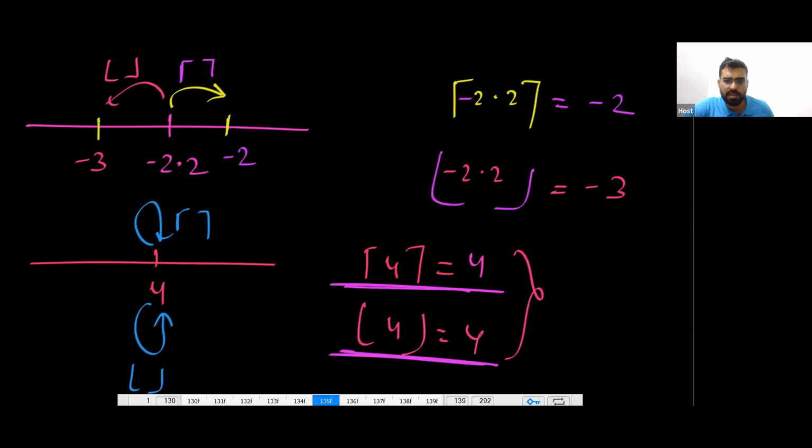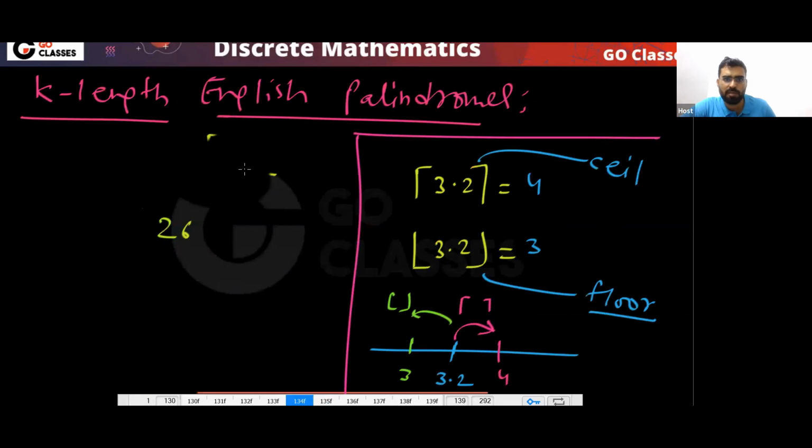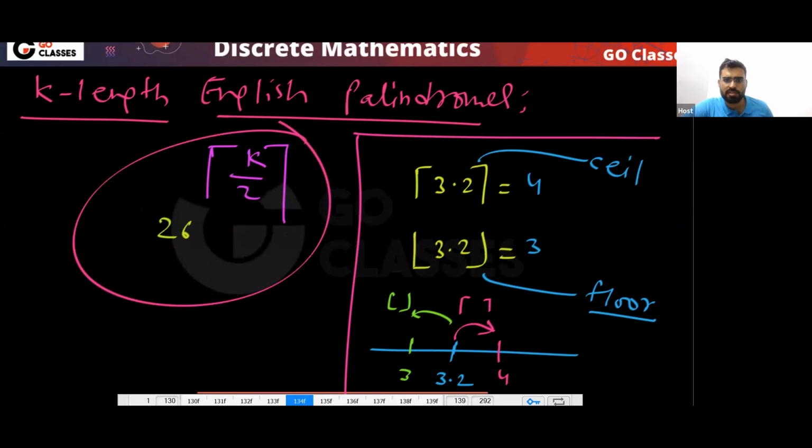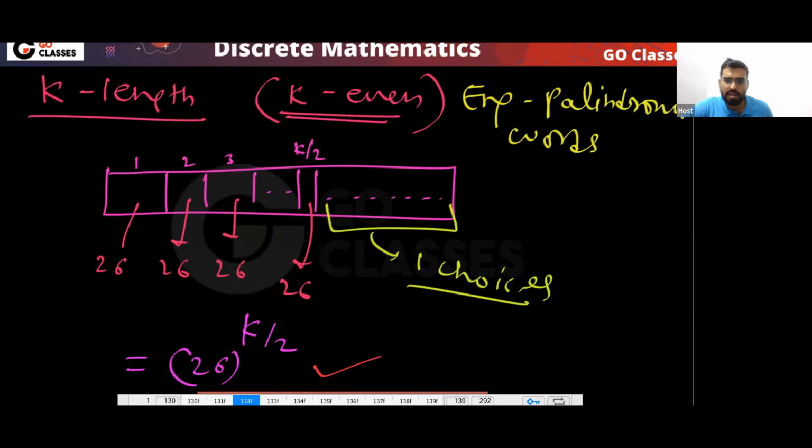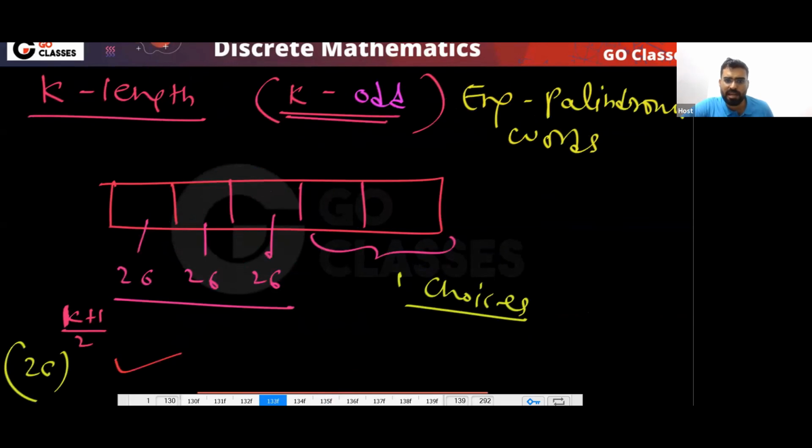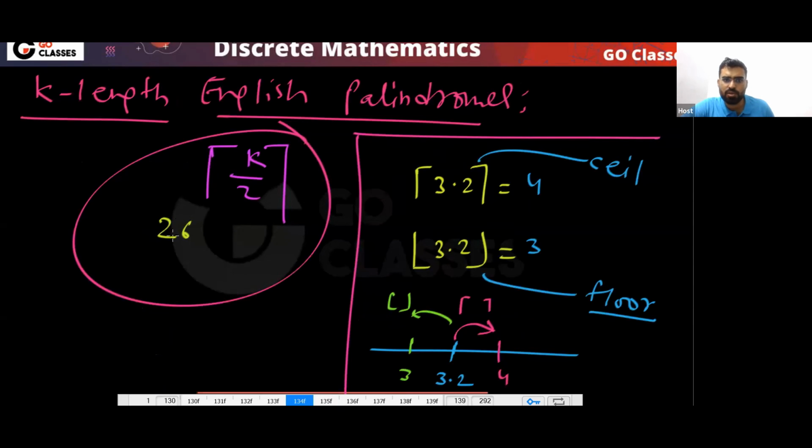Sorry, that will be ceil of k by 2, whole ceil. Yes, this will be correct. So this will be your answer: ceil of k by 2. You can check it out. If k is even, then it will be simply like this. If k is odd, then it will be simply like this. So your answer will be 2 power ceil of k by 2.